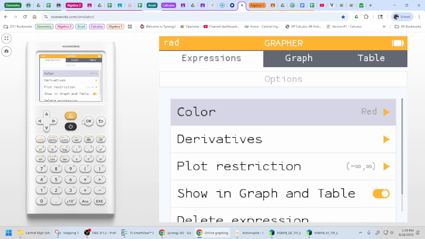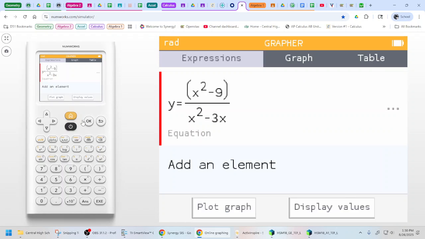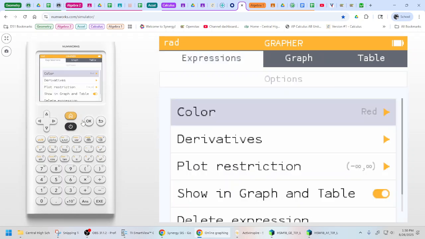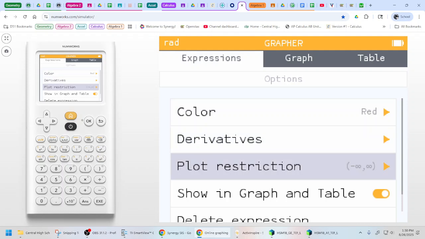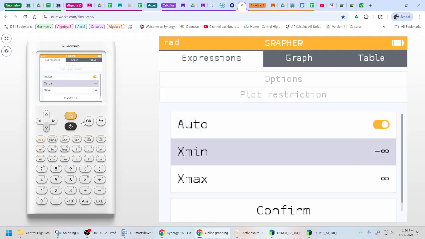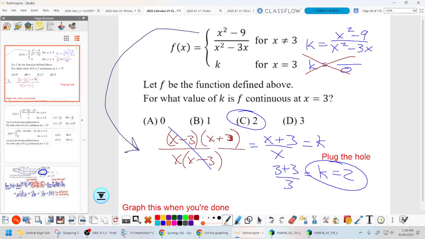So look, I'm going to do it from up here so you can see me. This is a cool thing on this calculator. Everybody listen up. If you click over to the three dots on the right, there we go. Later on we'll do derivatives, that's a calculus thing we do next unit. You can change the color, but we can also do a plot restriction right now and say that this is for x not equal to 3.